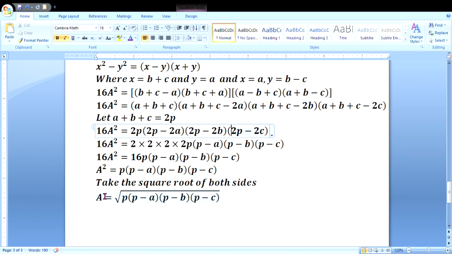Hence, we take the square root of both sides because we are looking for A, which is the area. A is equal to the square root of p into open bracket p minus a, close bracket, open bracket p minus b, close bracket, open bracket p minus c. This is how to prove the area of a triangle. That is the one we call Heron's formula, when the three sides are given.